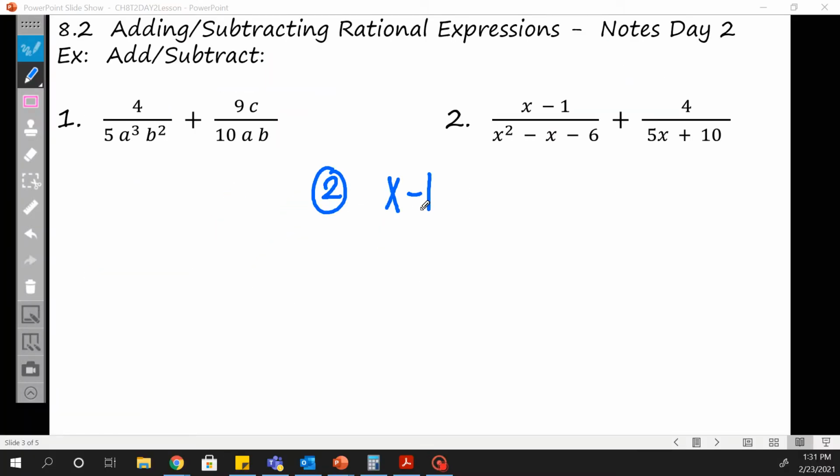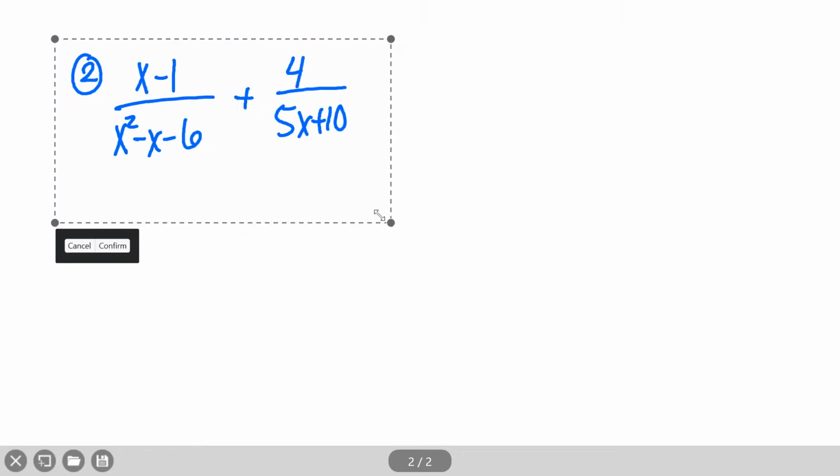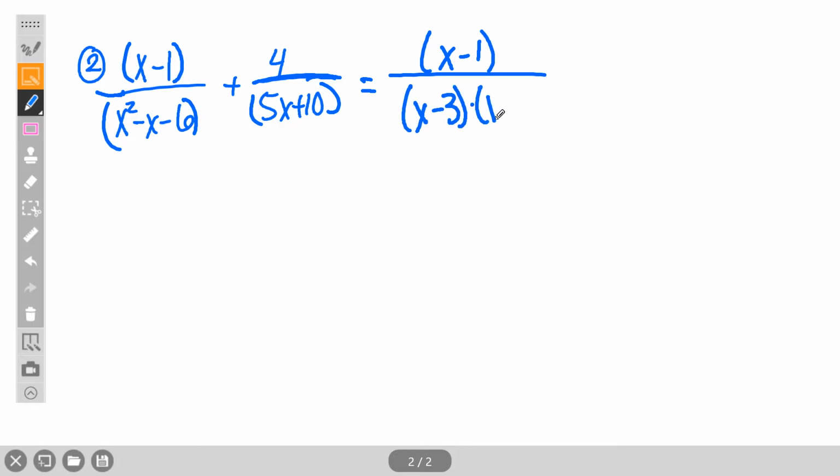Number 2, we have x minus 1 over x squared minus x minus 6 plus 4 over 5x plus 10. All right, so first thing we want to do is factor the denominators. So I have x minus 1, x squared minus x minus 6, that factors into x minus 3 and x plus 2. Okay, and then I have 4, 5x plus 10, that factors into 5 times x plus 2.